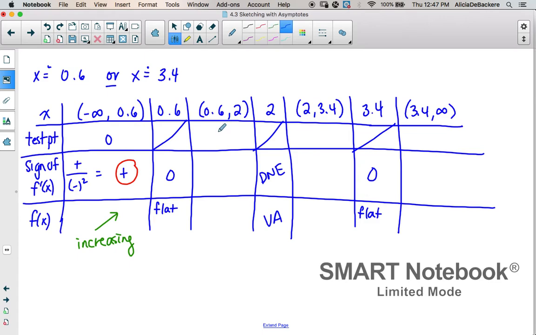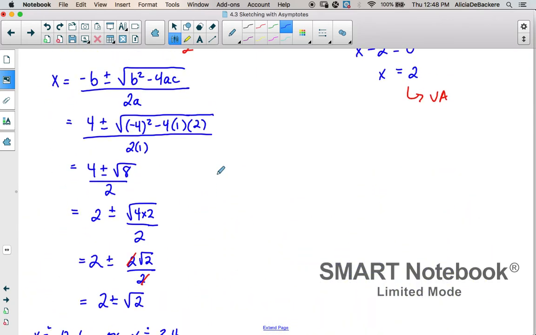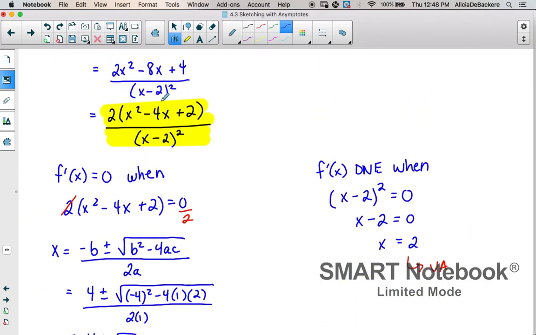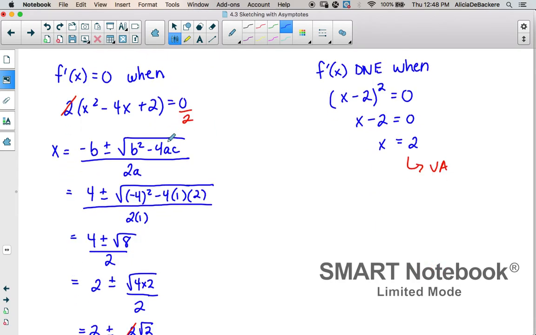All right, picking a number between 0.6 and 2, you'll probably pick 1. Again, I'm going to scroll back up, looking at my derivative, thinking about putting the value of 1 in here. So I'm going to get 1 minus 1 plus 2. So again, in the numerator, I'm going to end up with 2 times 2 is positive 4. And then plugging 1 into the denominator, I'm going to get a negative squared.